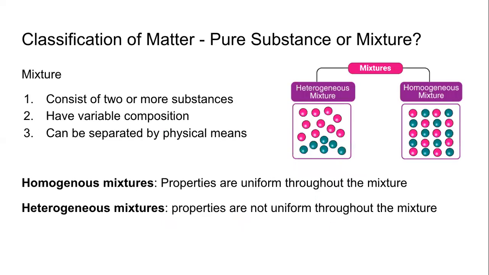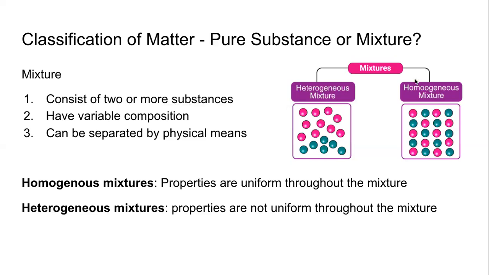So now that we've talked about the different types of changes, we're also going to classify matter even further into a mixture. So a mixture consists of 2 or more substances. They can have a variable composition, so what they're made of, and mixtures can be separated by physical means; there's no type of chemical reaction or chemical change that needs to occur. And mixtures occur in 2 types. We have homogeneous mixtures, where the properties are uniform throughout the mixture. And then we also have heterogeneous mixtures where the properties are not uniform throughout the mixture.